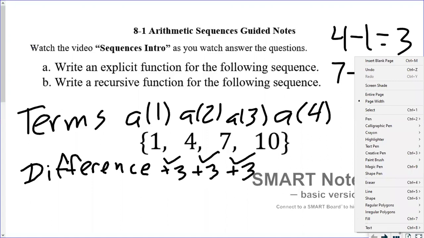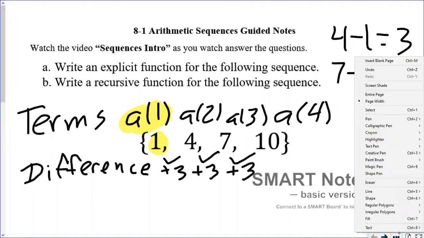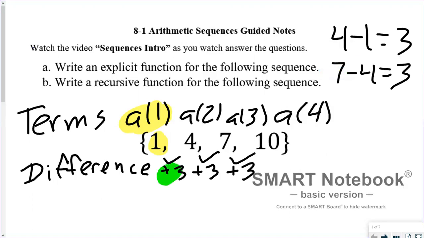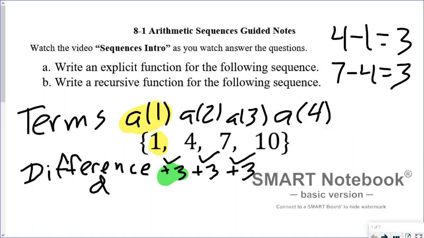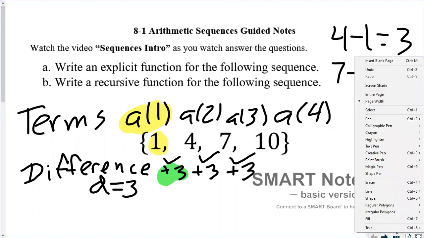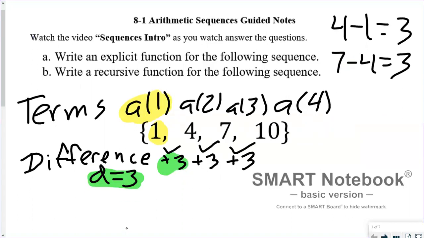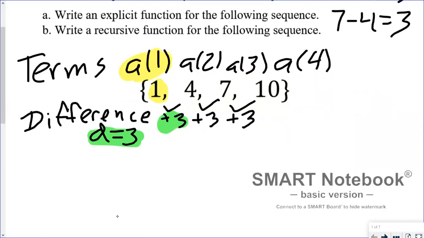I'm going to use yellow for my first term and green for my common difference. Yellow for first term, green for the common difference. And we use the letter D for common difference. I'll write that out. D equals 3. Okay, so we've identified my first term and my common difference. Now, the next thing we want to do is find an explicit function for the sequence.